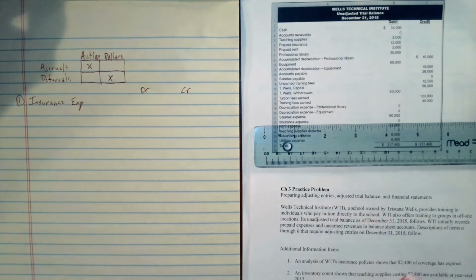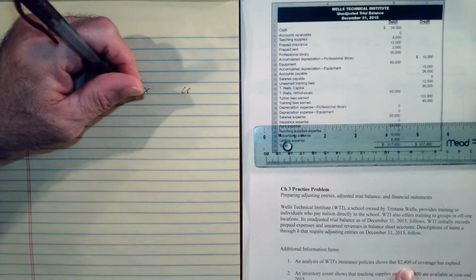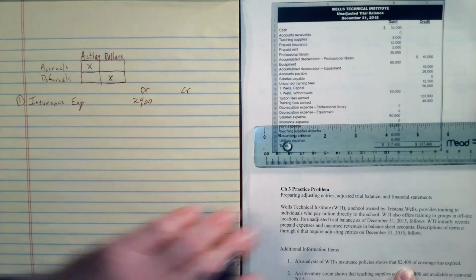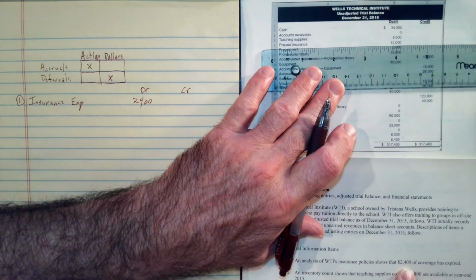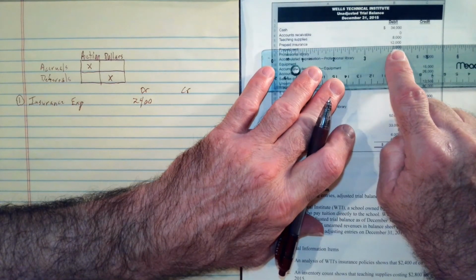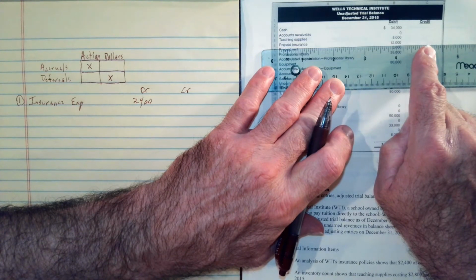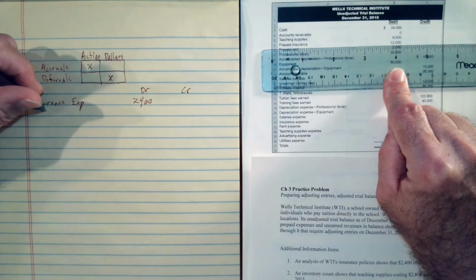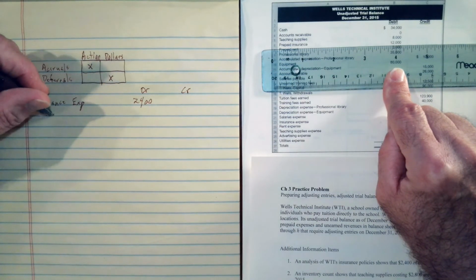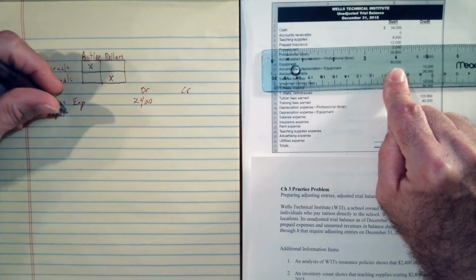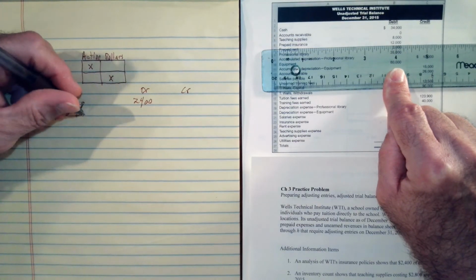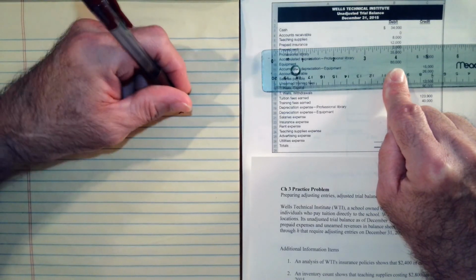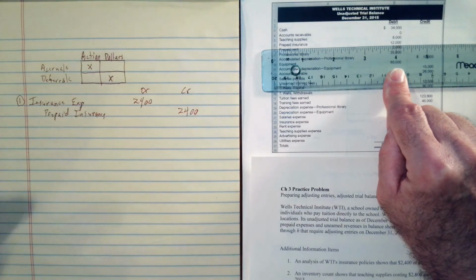For $2,400, because that's what we used up of our insurance. And then the credit is going to go to prepaid insurance because it is a debit entry, so you had to do a credit to decrease it, to make it smaller. You had to do a credit to prepaid insurance. So I will indent this right here. And credit for $2,400.